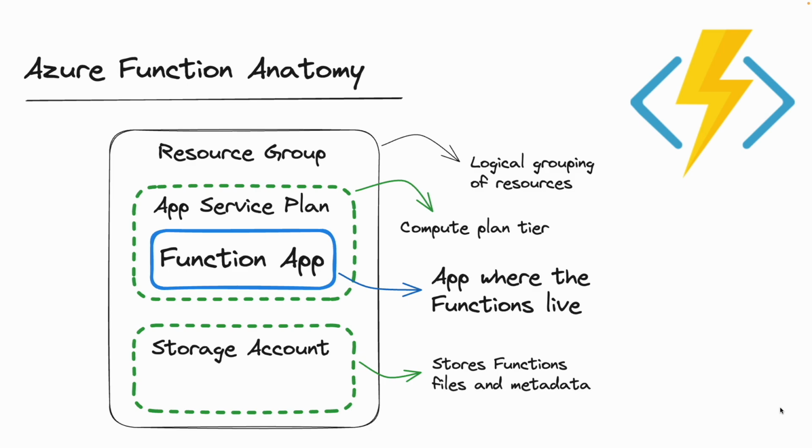So usually the more expensive tiers have more features, the less expensive tiers have fewer features. Moving on to the storage account, this is basically where your functions, files, and metadata live. The concept is simple enough, but this is key to the serverless architecture.